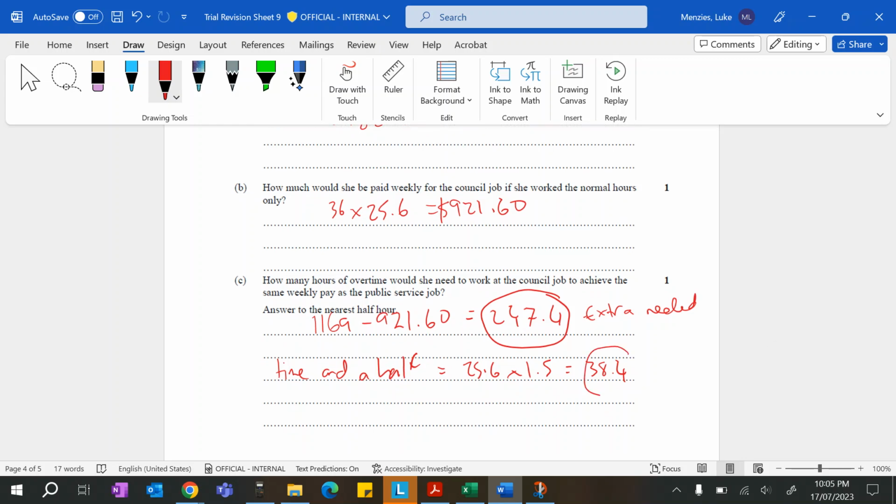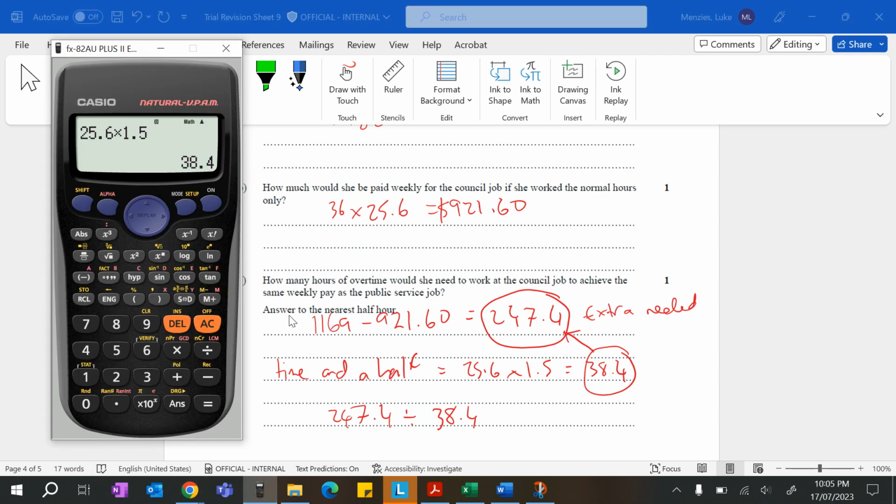And we need to know how many of these fit into that. So we're going to say 247.4 divided by 38.40. And you've got to answer to the nearest half hour. So pretty important there. So 247.4 divided by 38.4. Okay, so we had 6.44.